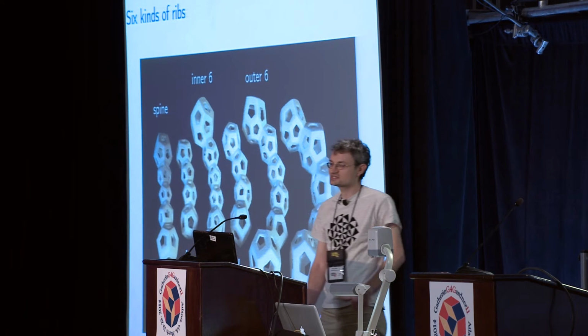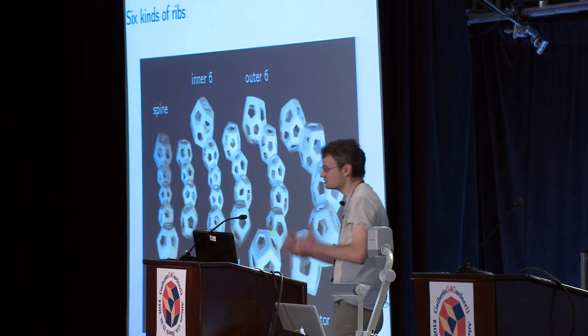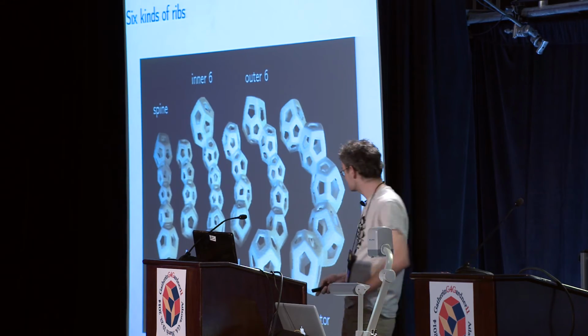We settled on 6 different kinds of ribs. So there's this sort of straight one, and then there's varyingly curved pieces of varying lengths. And with these, you can make a sort of astonishing array of different puzzles. They're all held together just with the tension of the plastic. There's no magnets or anything like this.